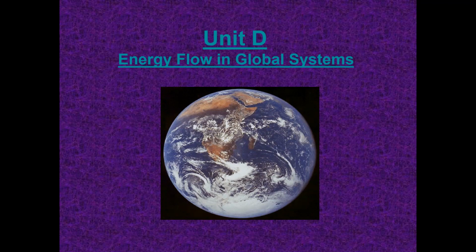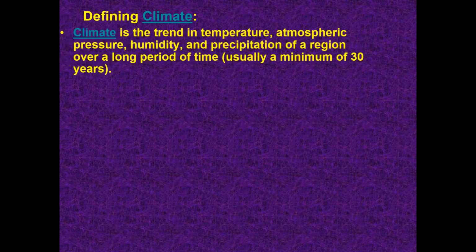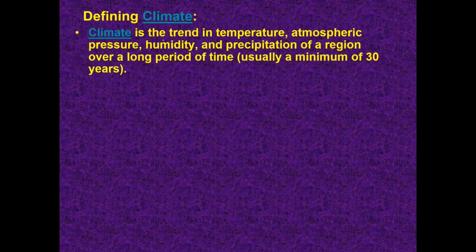Okay, so global systems. What do we mean by this? One of the key words you hear a lot about is climate, as in climate change, and we're going to be looking at that in this unit. So we're going to define it as a trend in temperatures, atmospheric pressure, humidity, and precipitation. When people talk about climate change, a lot of people think it's just the temperature. No, that's only one component of climate.